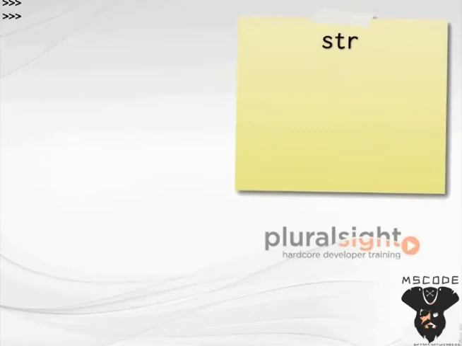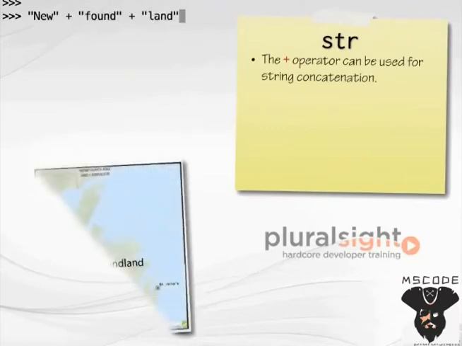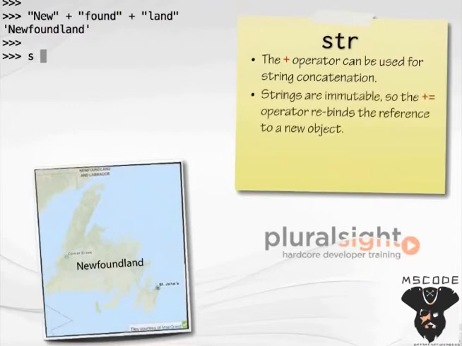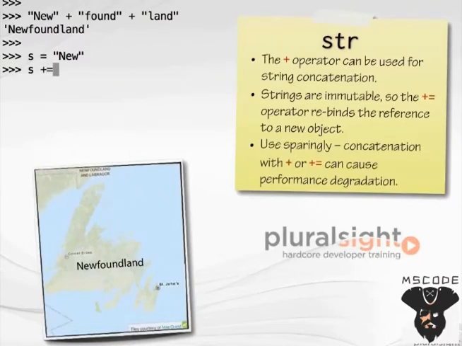Concatenation of strings is supported using the plus operator. For instance, it's easy to turn new found land into Newfoundland. Although for joining large numbers of strings, the join method should be preferred because it's substantially more efficient. This is because concatenation using the addition operator or its augmented assignment version can lead to the generation of large numbers of temporaries, with consequent costs for memory allocation and copies.